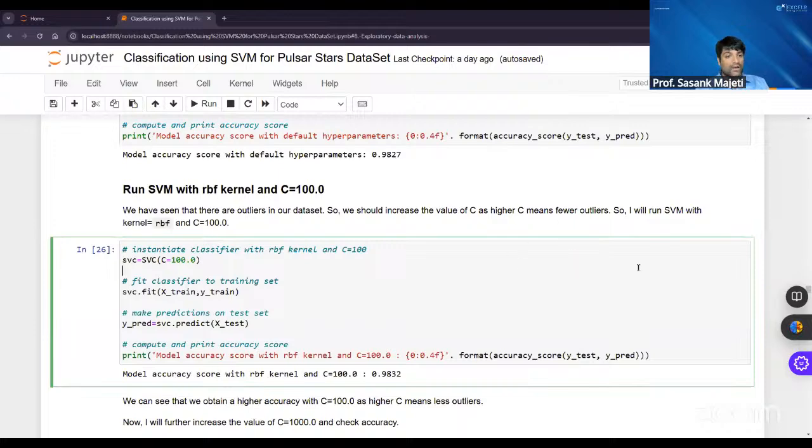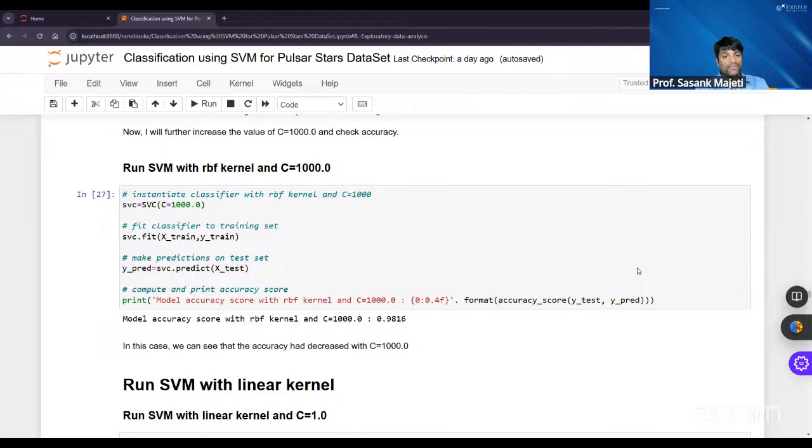Okay. Now let me go to the next part where we are giving C as 1000. So let us give the C as 1000. Now, we have run this support vector classifier model, SVC, right? Even though we have given the C as 1000, we can still see our model accuracy is around that same 98% that we got before, right?